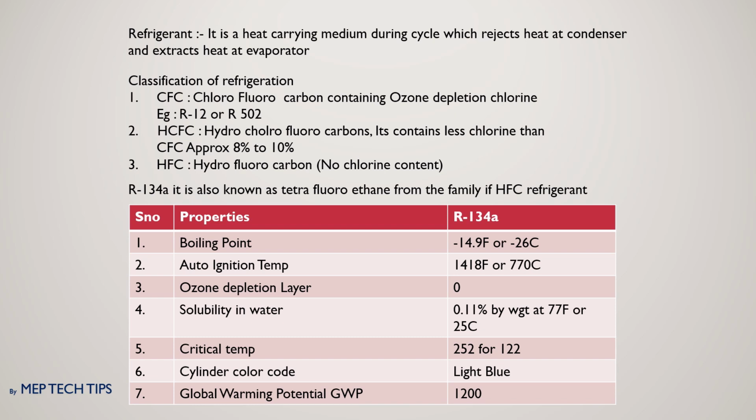Examples of CFC are R12 and R502, the refrigerant codes they have given, because when you place an order for refrigerant it should have a specific name. You cannot read out all the chemical names, that is why for Freon they have given codes like R12 and R502. R is nothing but refrigerant, and this is the code you can refer to when you place the order. So now CFC is totally banned.